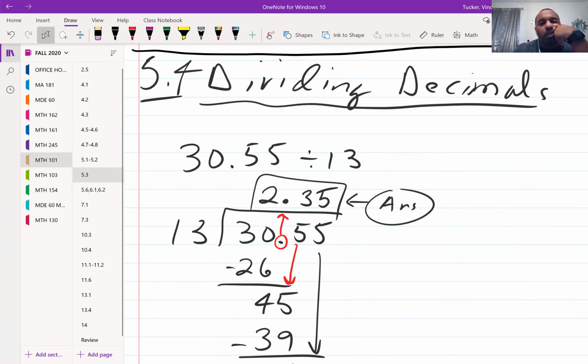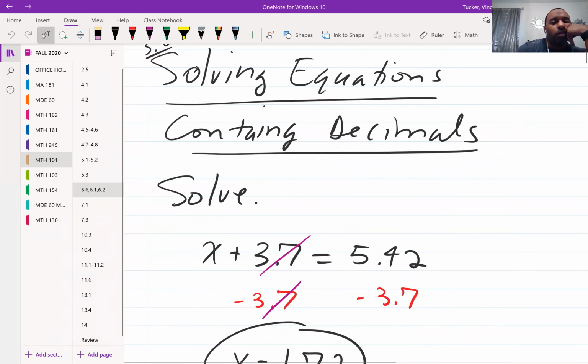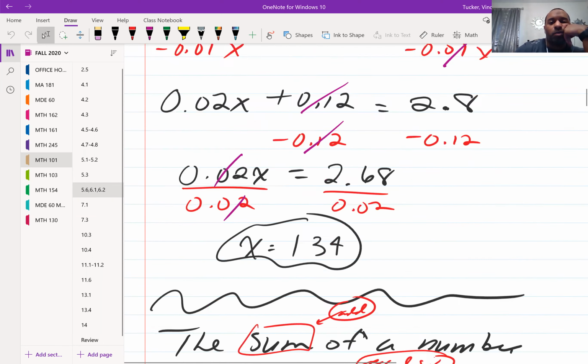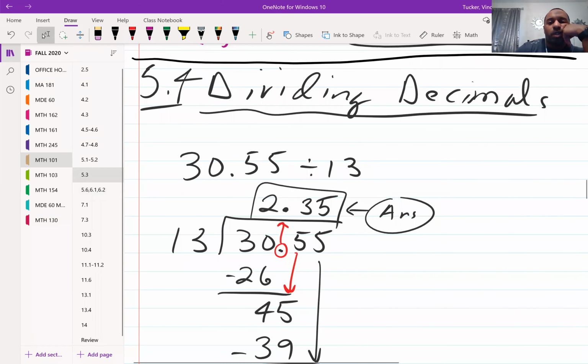Okay, so let's look at dividing, and then we'll be done with this decimal work, because then we're looking at just solving equations with 6.1. So let's go ahead and divide.